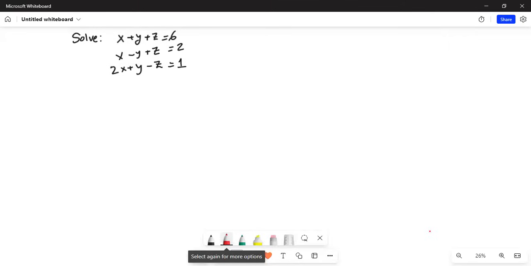Today we are going to solve a set of equations in X, Y, and Z. I'll share my computer screen with you. It says solve the set of equations: X plus Y plus Z is equal to 6, X minus Y plus Z is equal to 2, and 2X plus Y minus Z equal to 1. I will solve it using Cramer's rule.